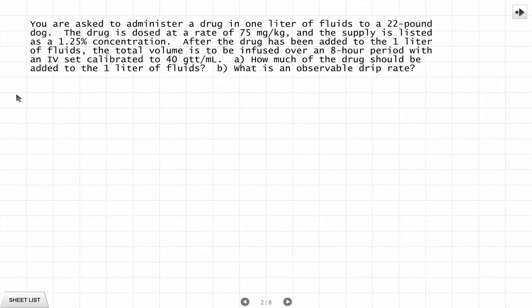So the first question, how much of the drug should be added to the 1 liter of fluids? And the second question, what is an observable drip rate for this infusion? So to answer question A, this is a straightforward drug dosage calculation.